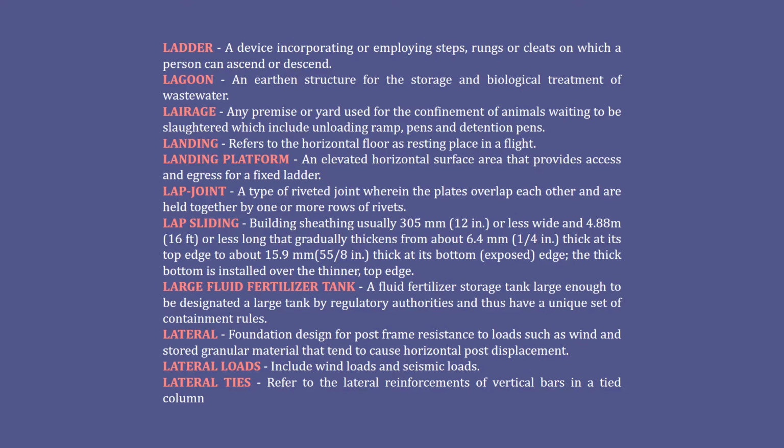Lap joint: a type of riveted joint wherein the plates overlap each other and are held together by one or more rows of rivets. Lap siding: building sheathing usually 305 mm (12 inches) or less wide and 4.88 meters (16 feet) or less long that gradually thickens from about 6.4 mm (1/4 inch) thick at its top edge to about 15.9 mm (5/8 inch) thick at its bottom, exposed edge. The thick bottom is installed over the thinner top edge.